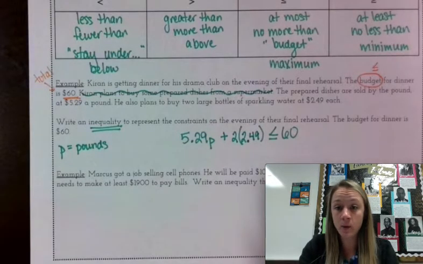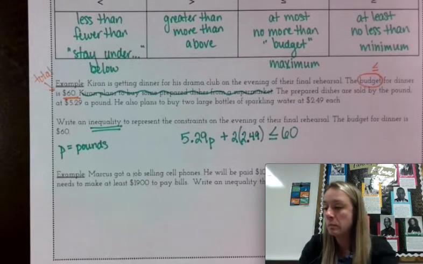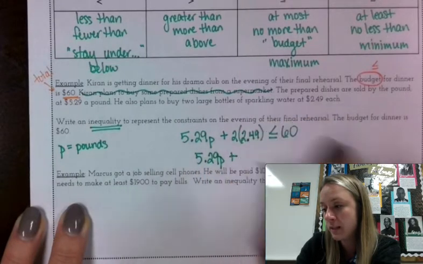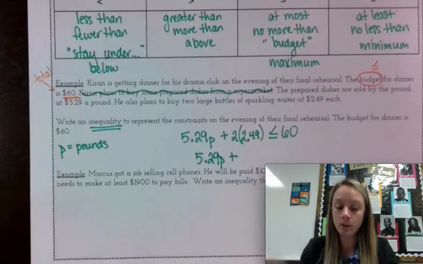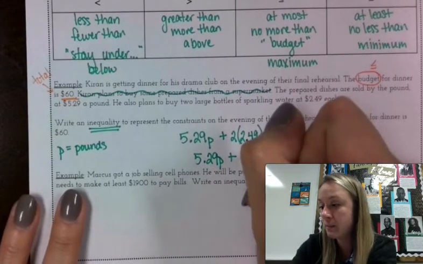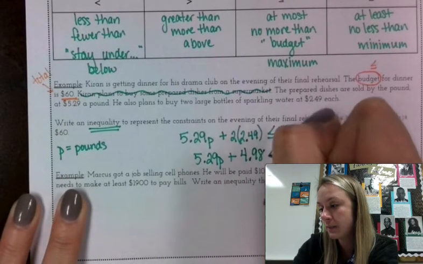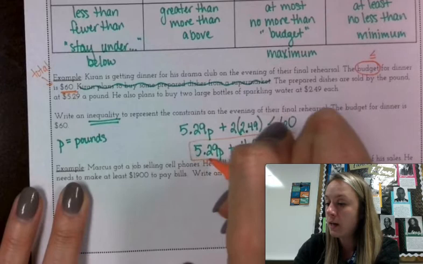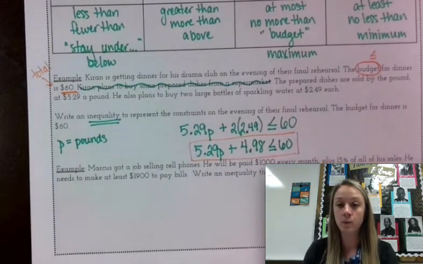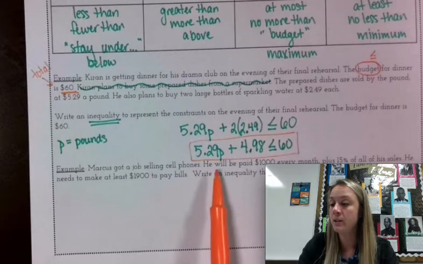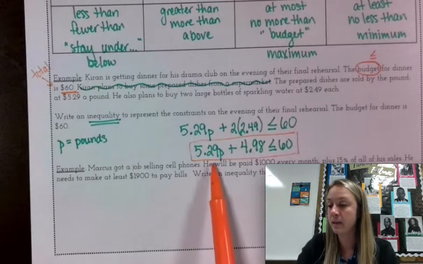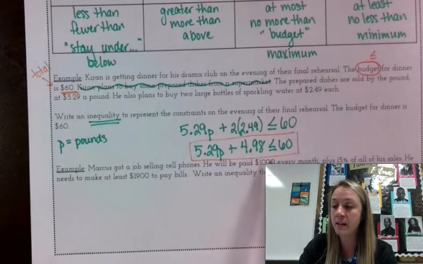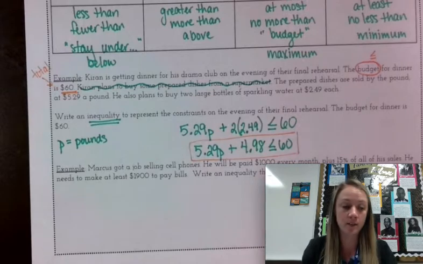I could leave my inequality like this, but I want to simplify it. And so I'm going to bring this down so I have 5.29p plus, and then I can multiply these out. So 2 times 2.49 is going to be 4.98 is less than or equal to 60. And so because this only asked for me to write one, I don't have to solve it. And so that is my inequality. I'm paying for $5.29 per pound of prepared dishes, and I'm also buying 2 sparkling waters, and I want that to be less than or equal to my budget of $60.